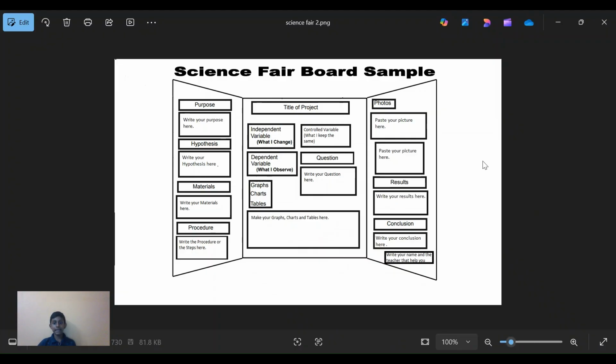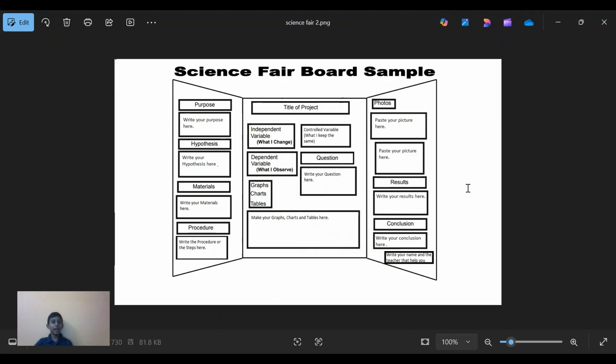The example is, in the plant music experiment, the dependent variable is the plant growth, measured by height, number of leaves, or biomass. The definition of control variable is: control variables are all the factors kept constant throughout the experiment to guarantee a fair test by isolating the effects of the independent variable.